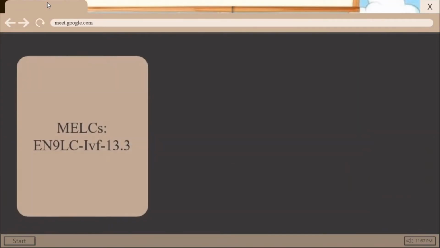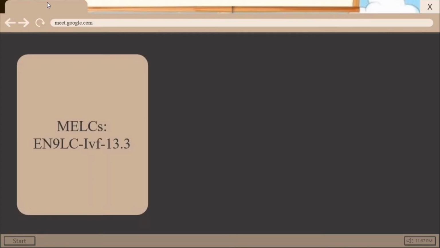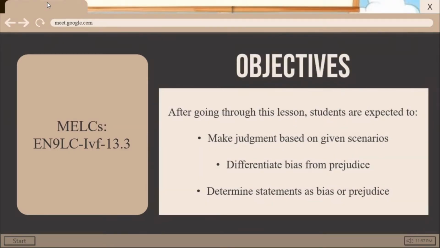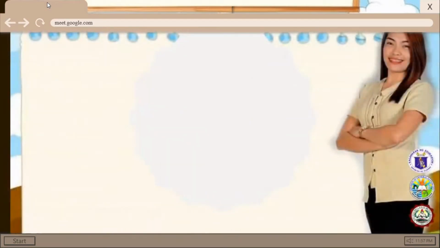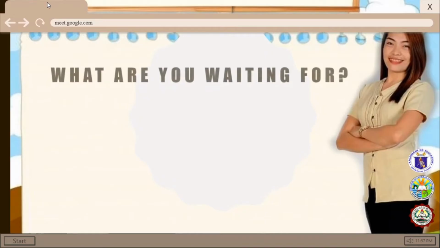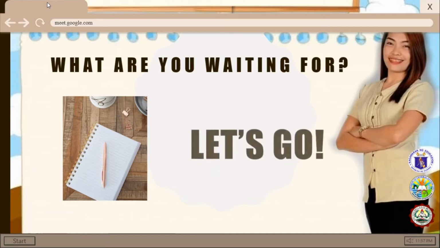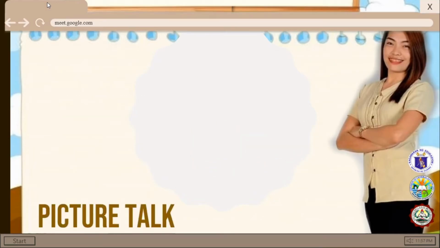But before we start, here's our most essential learning competency and our learning objectives for today's lesson. After going through this video lesson, you are expected to make judgment based on given scenarios, differentiate bias from prejudice, and determine statements as bias or prejudice. What are you waiting for? Get your pen, paper, and your learner's activity sheet, and let's go!